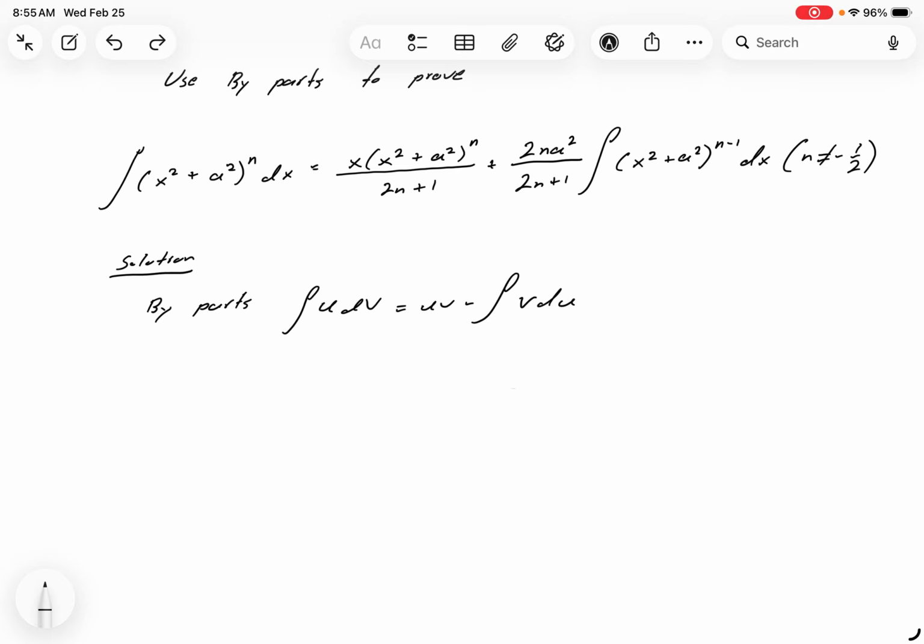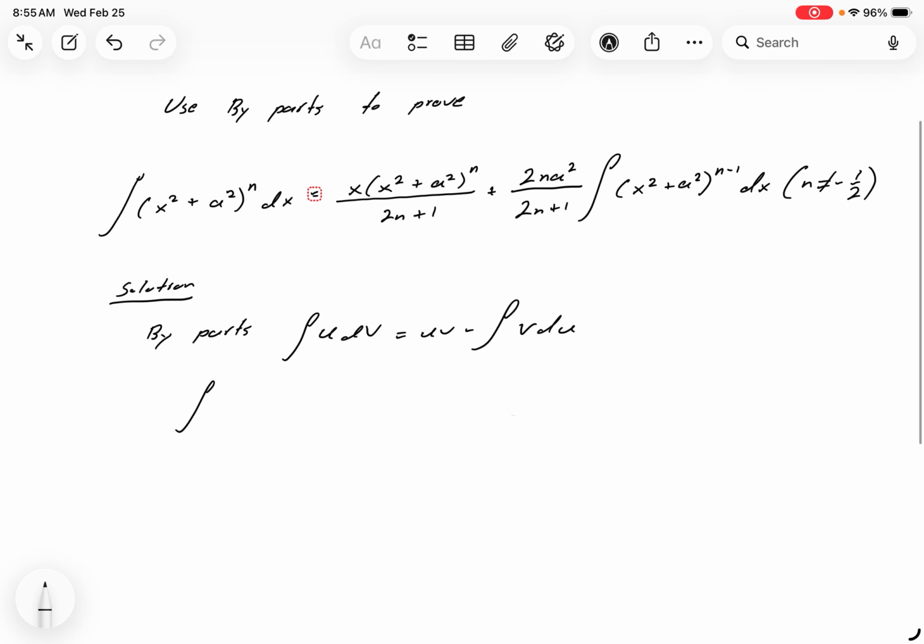So we have the by parts formula. I'm going to assume you are good with that. The integral that we're going to be working with is just going to be this: the integral of (x squared plus a squared) to the nth power dx. So we're only going to use that. This is going to come later. We're going to use this.